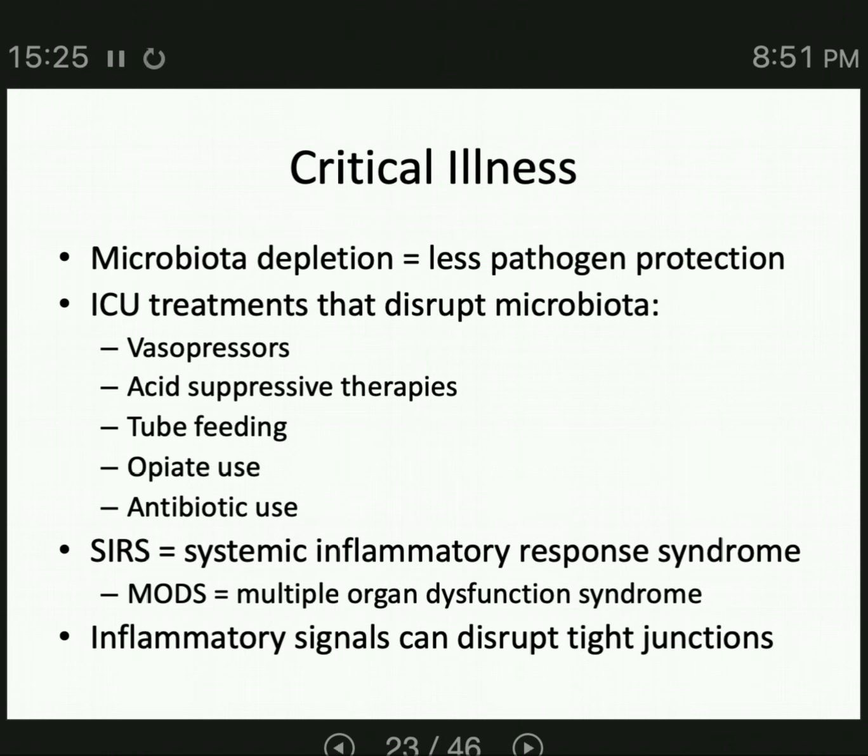You want to have interventions that save people's lives, but you also want to understand that every intervention comes with its own risks. So you don't want to over-intervene.